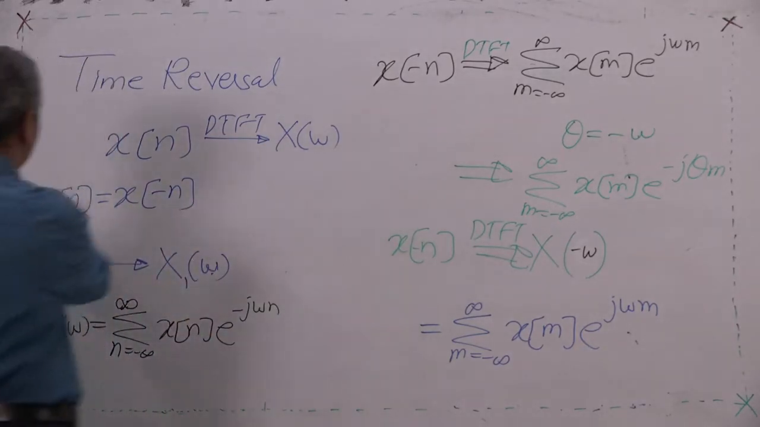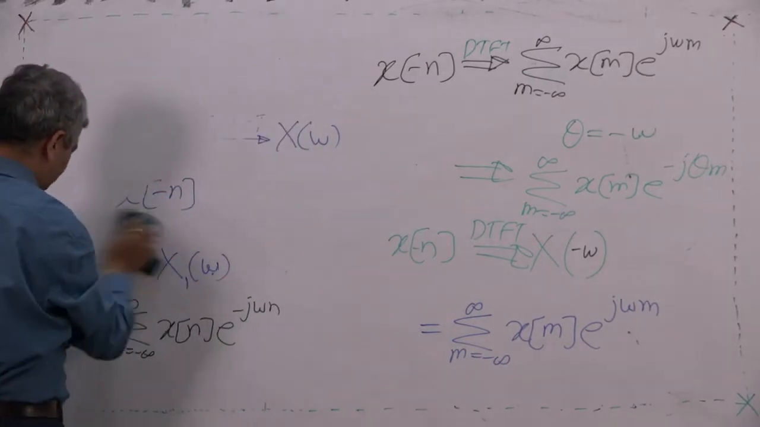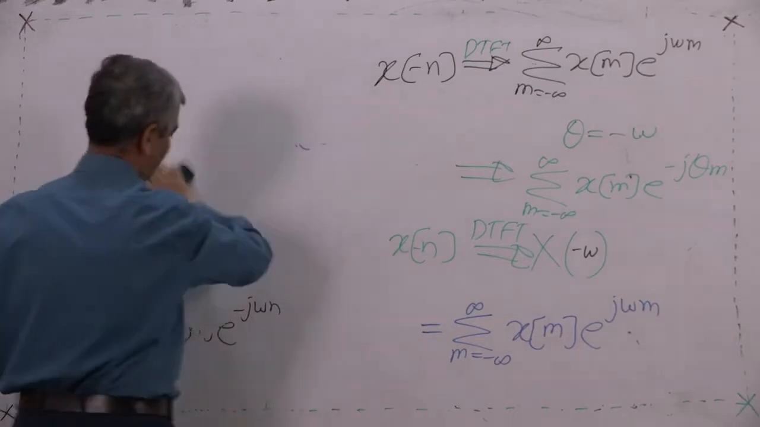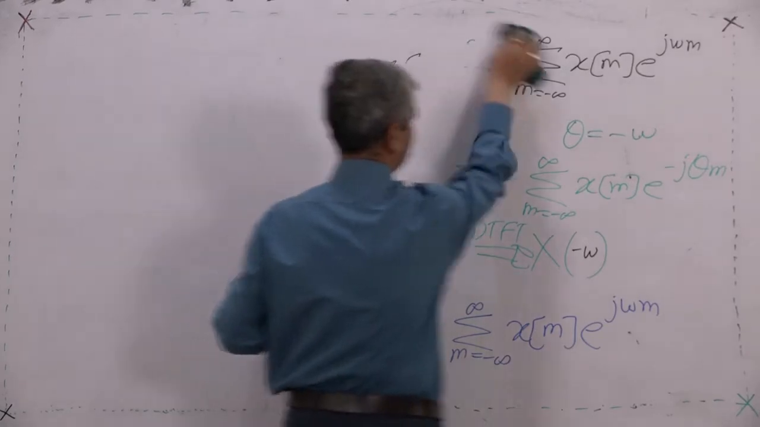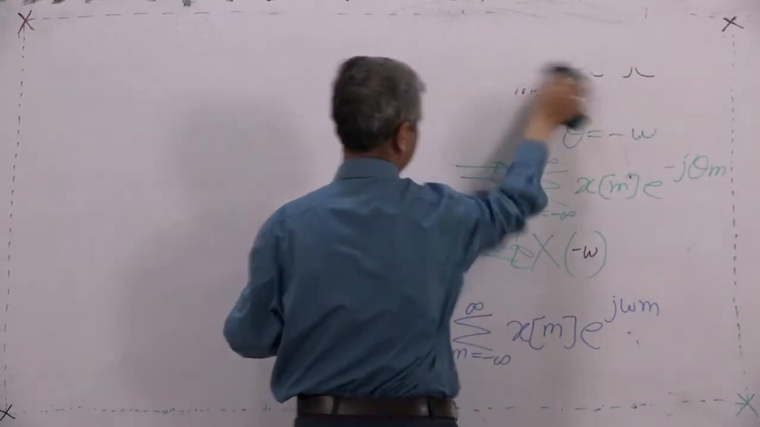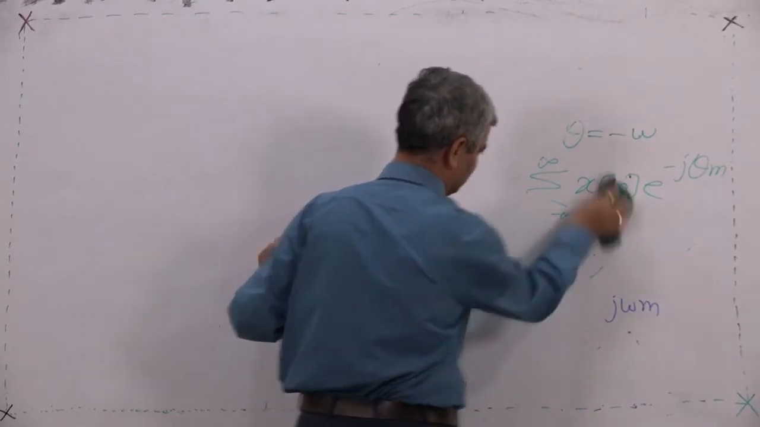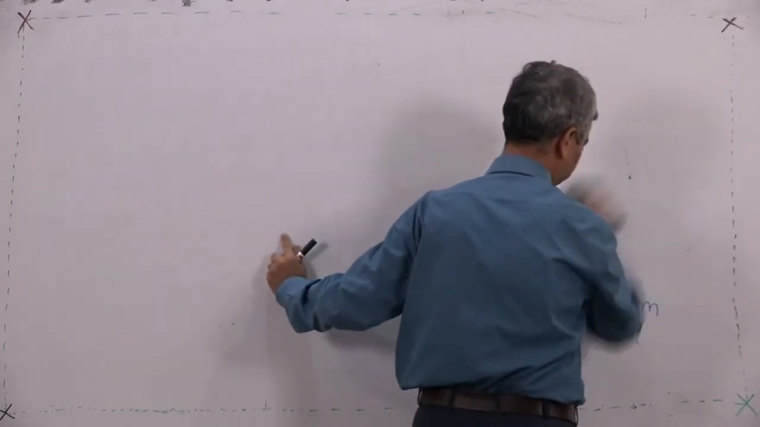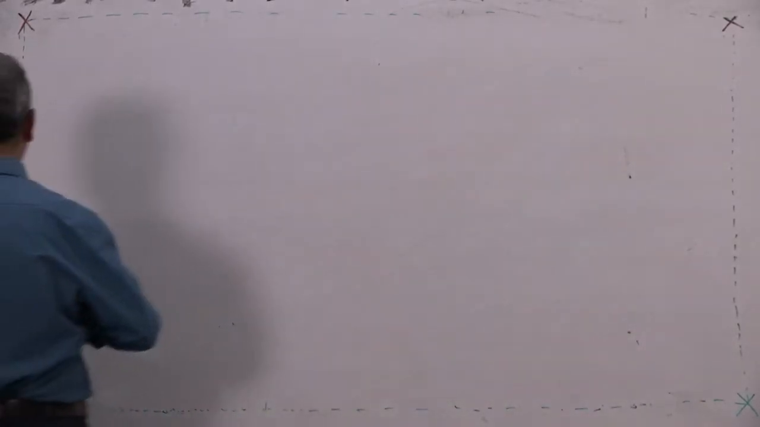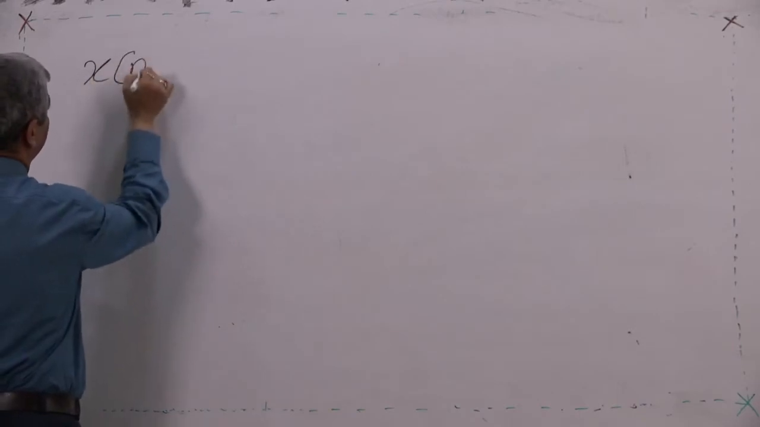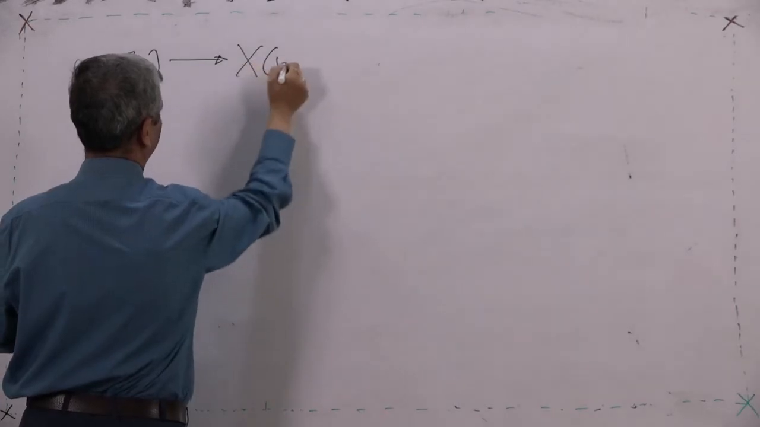Then the next thing, which is again very simple, is one more property. We shall finish that and then we shall move to convolution and multiplication, and then we have to go for applications of DTFT where it is really meaningful, and DTFT and discrete time systems relationship. So now we have x of n getting transformed to x of omega.